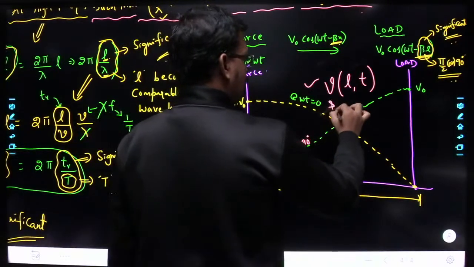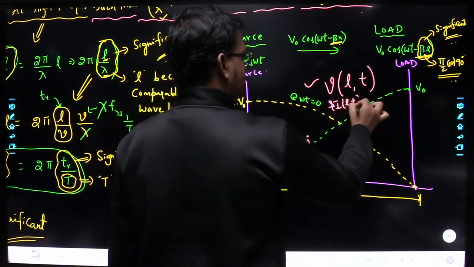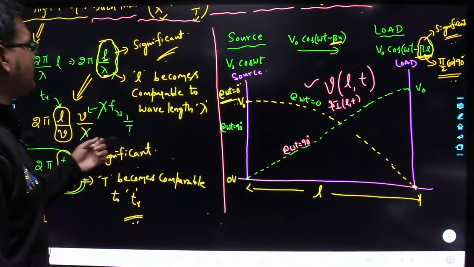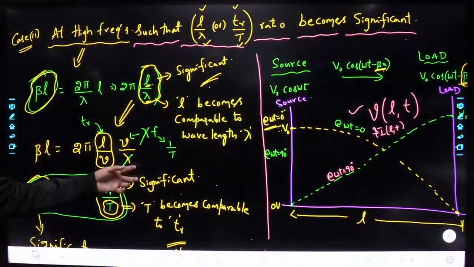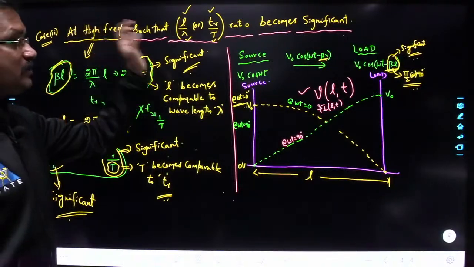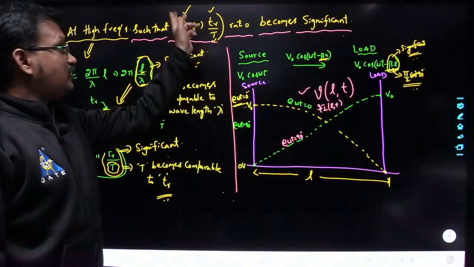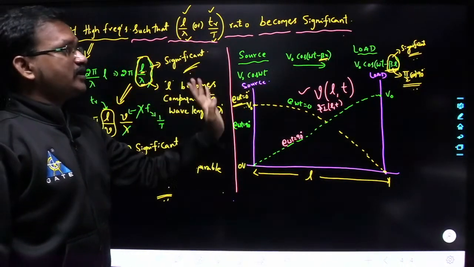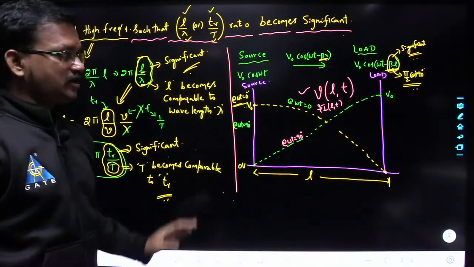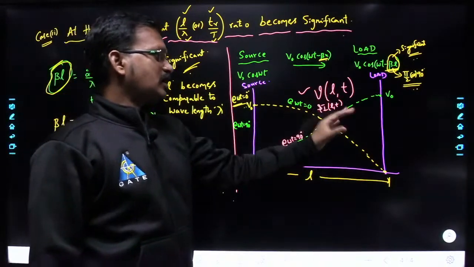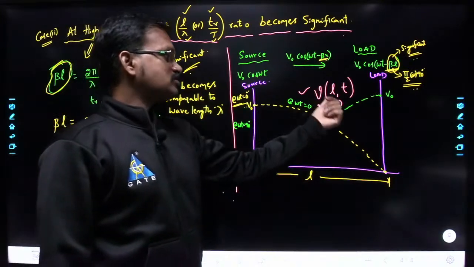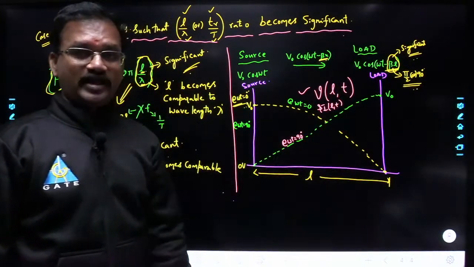So, and I will also become a function of what? Space and time. So in this case, whenever we are dealing with high frequencies, such that the L by lambda ratio or TR by T ratio must become significant, under this condition the voltages and currents on the transmission line will become functions of both space as well as time.